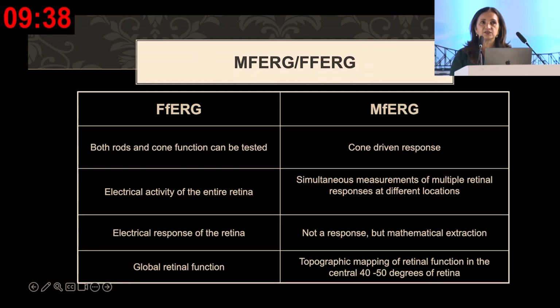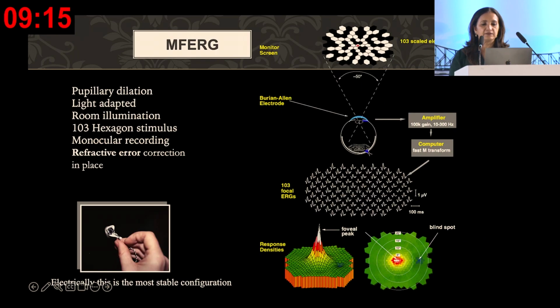Full field ERG measures both rod and cone responses. Multifocal ERG is largely cone-driven. Electric activity of the entire retina is measured by full field ERG, and simultaneous measurement of multiple retinal responses at different locations is done by multifocal ERG. So full field ERG is a true response, but multifocal ERG is actually a mathematical extraction, and we'll see in the subsequent slides how this is done.